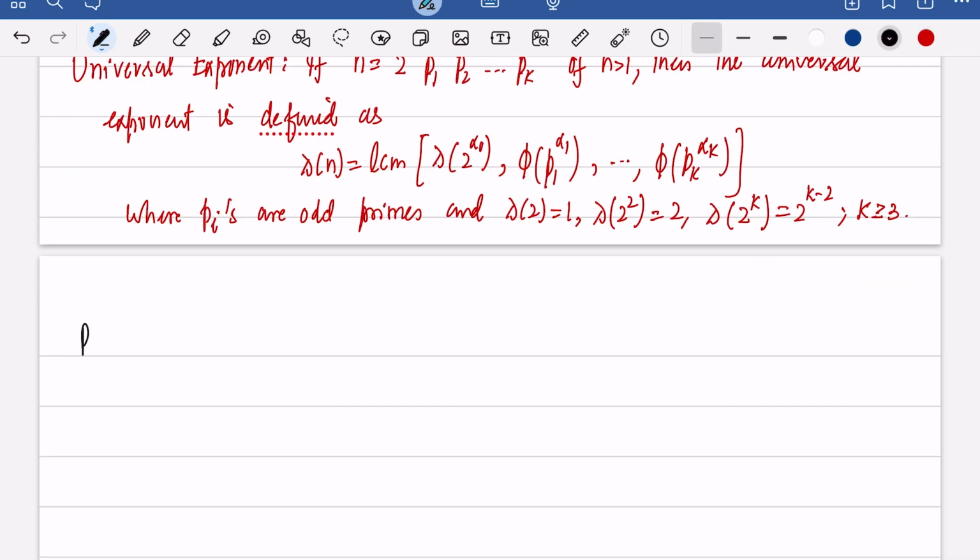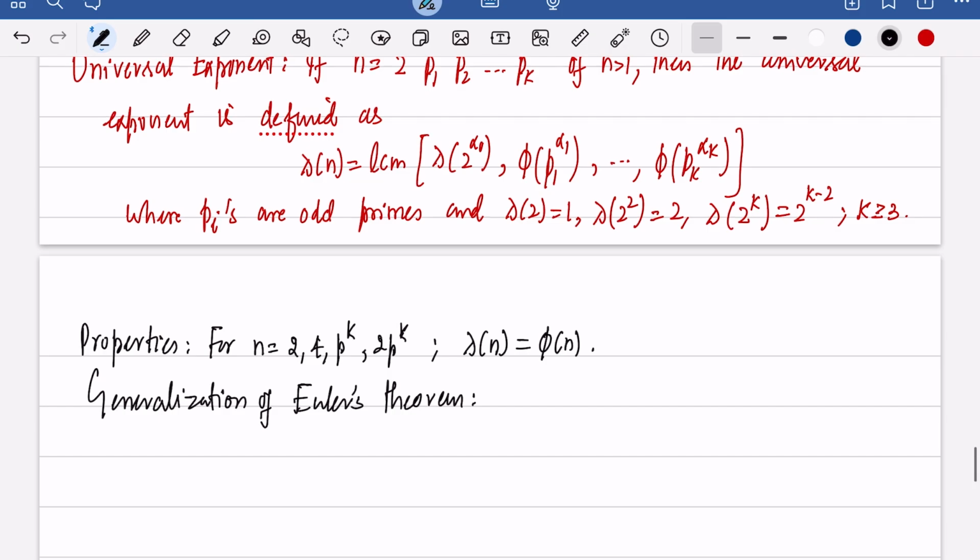Now its properties: for n equal to 2, p^k and 2p^k, this λ(n) is always equal to φ(n). Now there is a generalization of Euler's theorem which states that if a and n are relatively prime, then a^λ(n) is congruent to 1 modulo n.